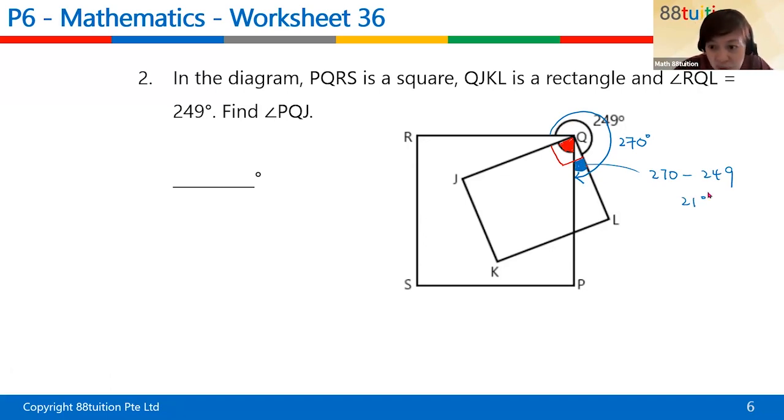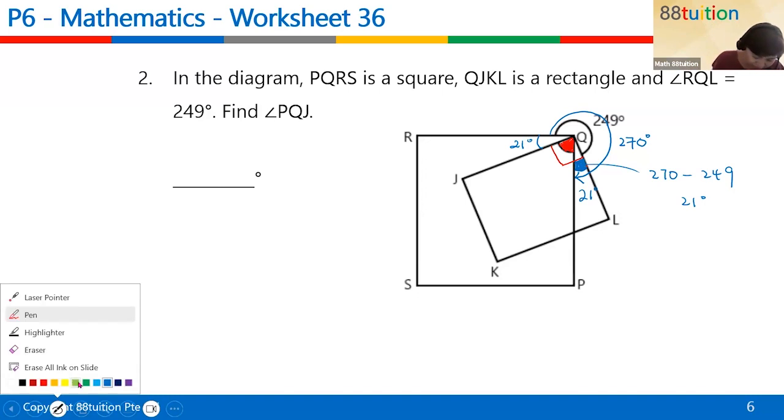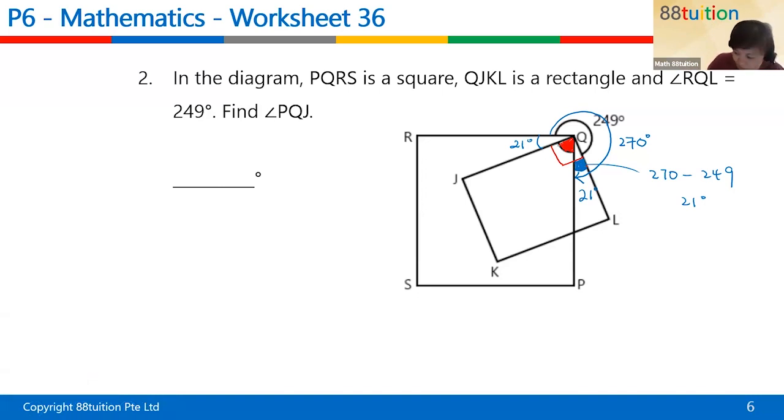Now, having done this for 21 degrees, this is also 21 degrees, right? Because if you were to move the rectangle over, it will cover the angle of 21. So they are the same, okay? They're asking you for the red color one, right? For this red color one, you know that it is a 90 degree angle. So 90 minus 21 will give you 69.